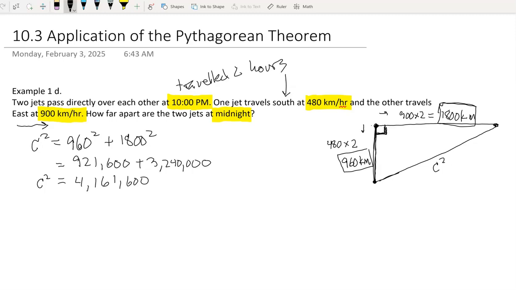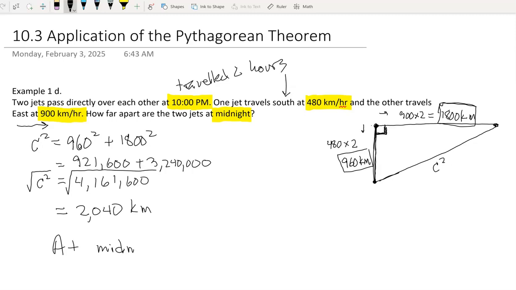So in order to get c, in order to undo the square, we have to do the square root. Similar terminology, but they mean different things. Squaring is multiplying by itself. Square root, we're finding what number multiplied by itself is c. Alright, and then when we take the square root, we get 2,040 kilometers.